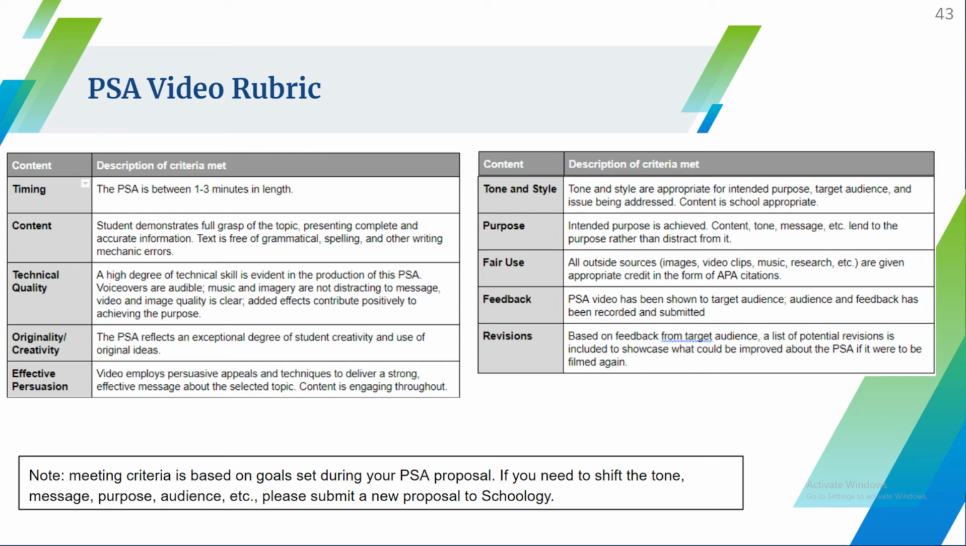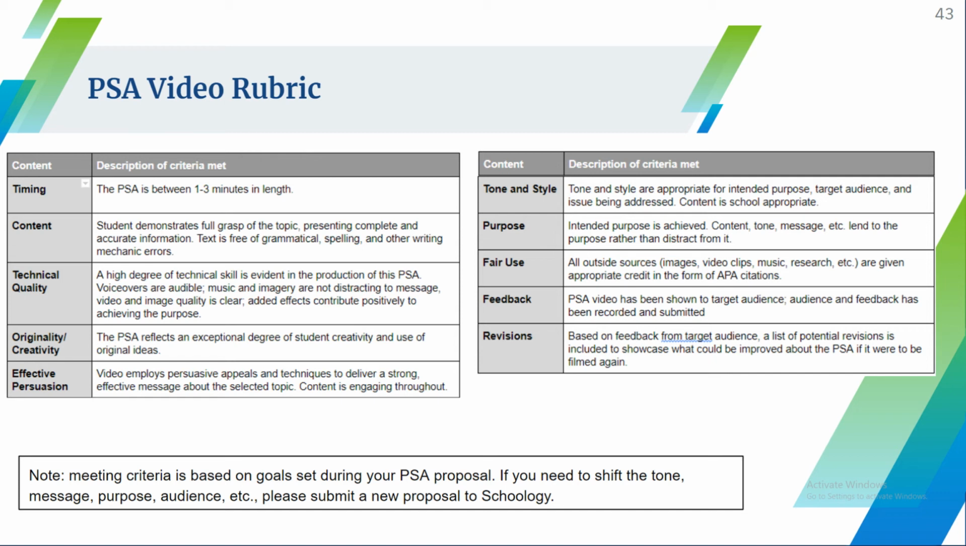Also, part of content is making sure that your text is free of grammatical errors, spelling errors, other writing mechanic errors, stuff like that. And I would say speech, it's harder to see an error, but avoid colloquialisms and slang and stuff like that in your speech.